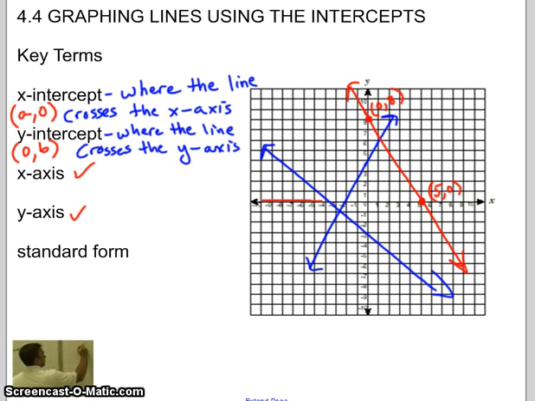We also talked again about the x-axis and y-axis. Remember, the x-axis is the horizontal axis, the y-axis is the vertical axis. The last thing is standard form. We talked about function form, which is when we have y by itself. Standard form is when we have x and y on the same side.